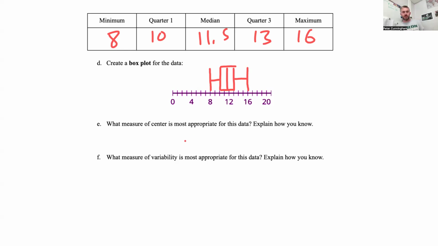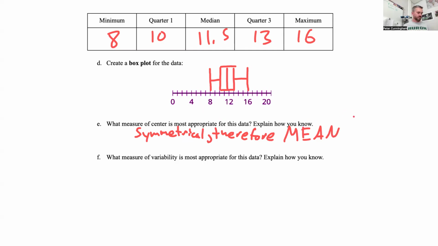What measure of center is most appropriate for this data? This is symmetrical data. Therefore, a mean, aka the average. Mean is the best measure of center. This round. All right, what measure of variability is most appropriate?